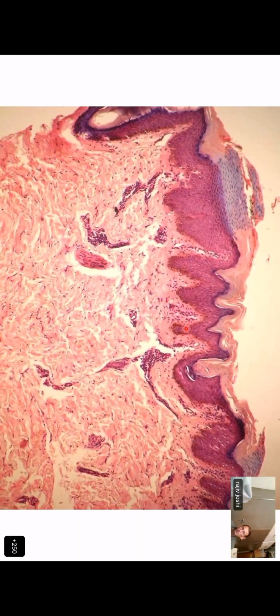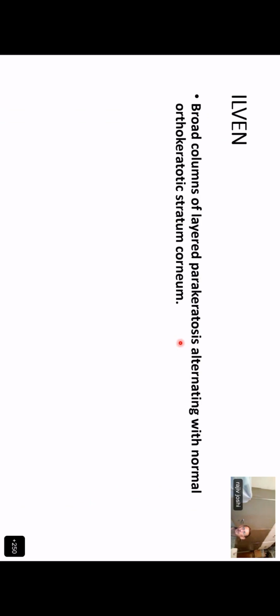If you see here, irregular psoriasiform hyperplasia, a normal stratum corneum, and here you have a broad column of parakeratosis, again a broad column of parakeratosis. So alternating columns of parakeratosis. This is typical for ILVEN, inflammatory linear epidermal nevus. The broad columns of layered parakeratosis alternating with normal orthokeratotic stratum corneum.